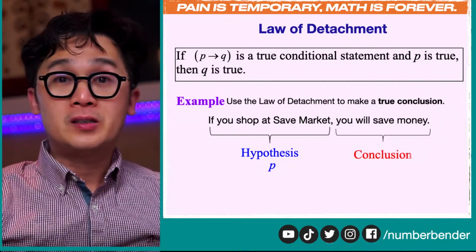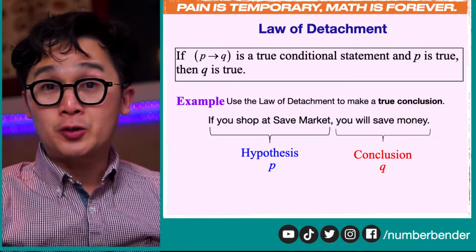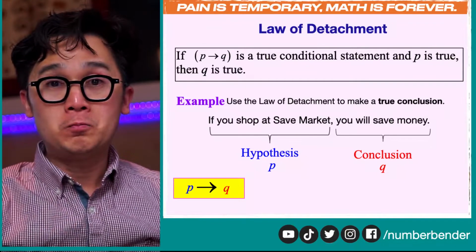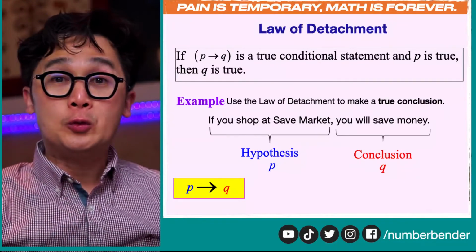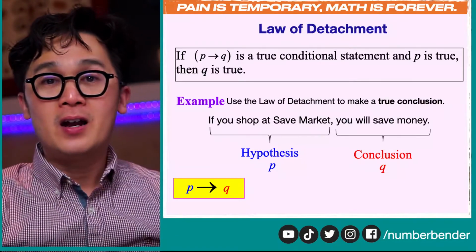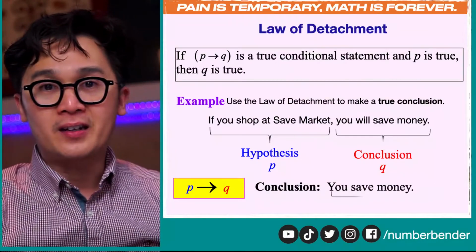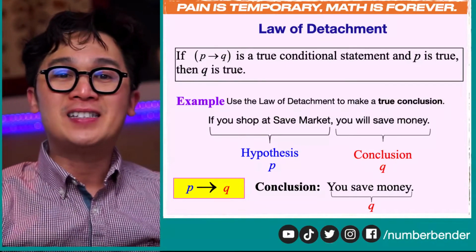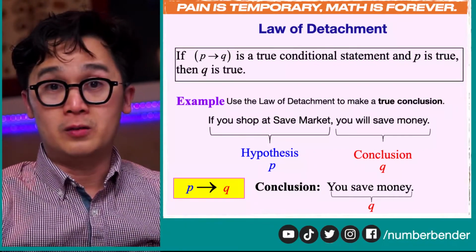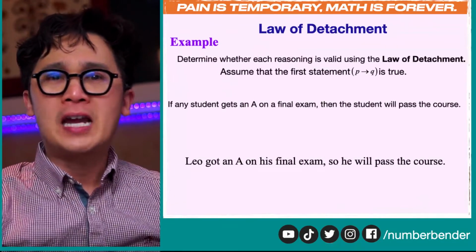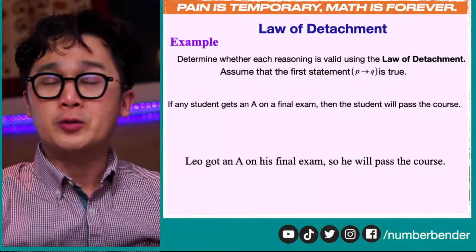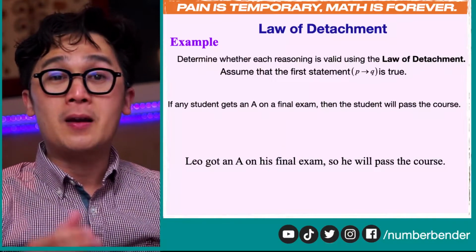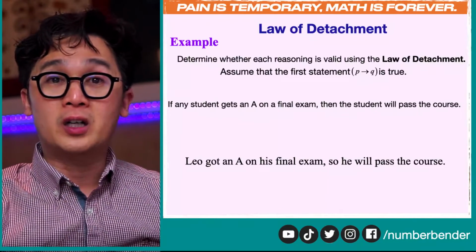Now, with the assumption that this particular statement is true, and with the statement formed by P then Q, the true conclusion here is that you will save money every time you shop at Save Market. Of course, provided that this statement is indeed true. To give you a better understanding, we need more examples of how we use the law of detachment. But as you can see, we are basing our true statement on the assumption that our conditional statement is true.